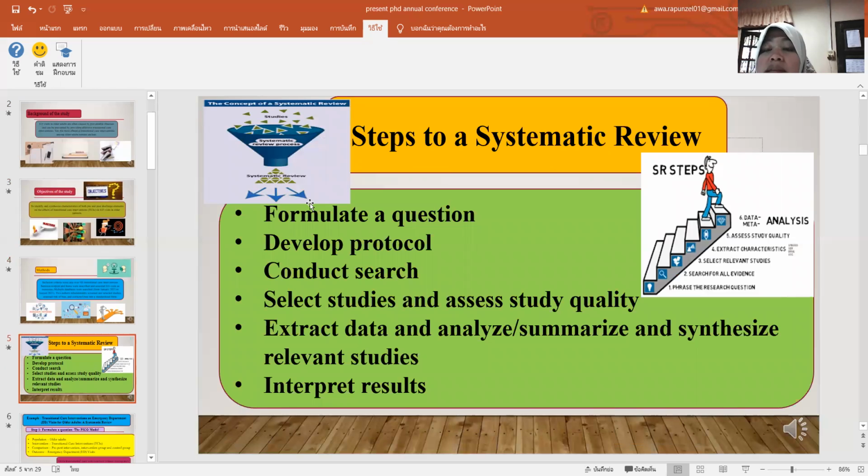There are 5 steps of systematic review. The first one is formulate a question, then develop protocol, conduct search, select study and assess study quality, extract data and analyze, summarize, and synthesize relevant study. The last step is interpret result.